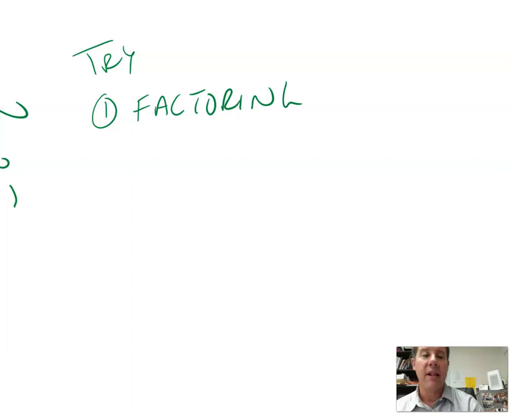If you get indeterminate, you could try factoring. Factoring is a very common tool that we have. If you factor and kill stuff off, that oftentimes will take care of your situation. If you can't factor or that's not working, you can try simplifying what you're trying to take the limit of.